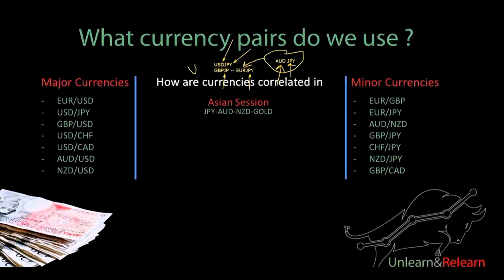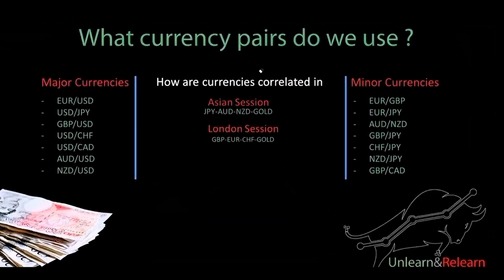Now if we move along to the next session, next we're going to talk about the London session. When you talk about London, you're talking about the pound, the euro, the Swiss, and gold as well. The same thing applies in the London session. One most important thing is that currencies have both strengths and weaknesses. The easiest way to identify strength and weakness is just by looking at the chart and seeing what the correlations are. We're going to talk about that later on as well.